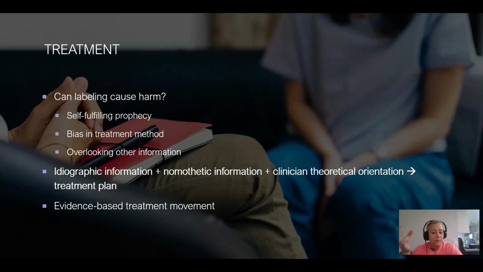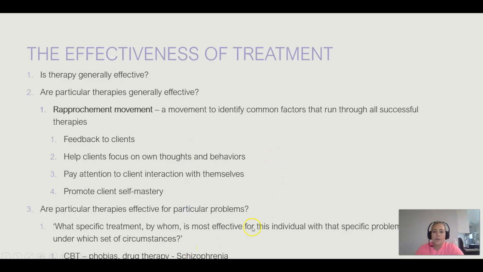There's a big push for more evidence-based treatment, and that's why we're so critical of the DSM-5 and certain therapeutic techniques, because we want to make sure there's evidence to help the person, not just kind of going with our gut like maybe Freud did in the past. So the effectiveness of treatment is really going to depend on, I like this quote from our text. What specific treatment by whom is most effective for this individual with this specific problem and under which set of circumstances? We have three main questions we're looking at with the effectiveness of treatment.